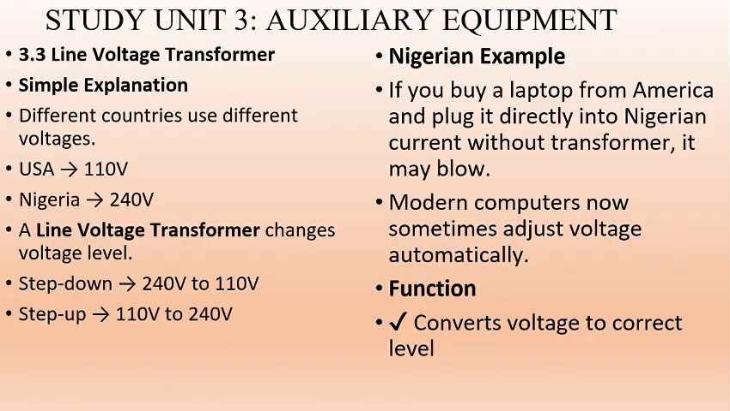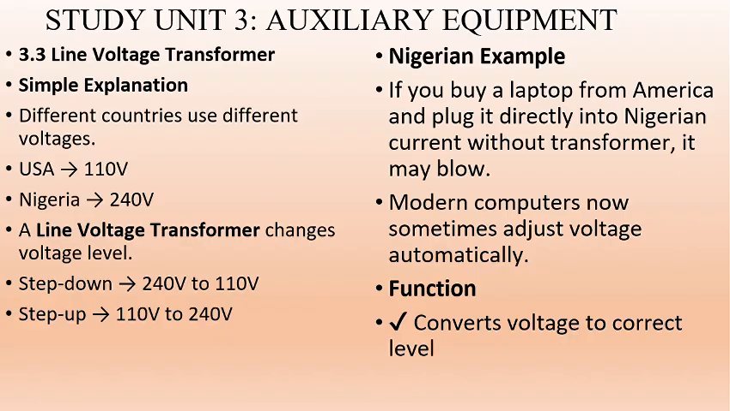For example, USA is using 110 volts, while in Nigeria we are using 240 volts. That is why every bulb you buy here in Nigeria is different. It must not be more than this 240 volts, because that is the general voltage for Nigerian lights, and for USA theirs is 110 volts.